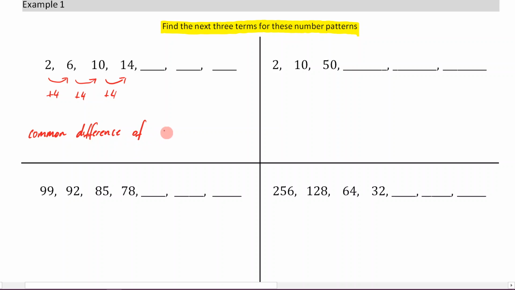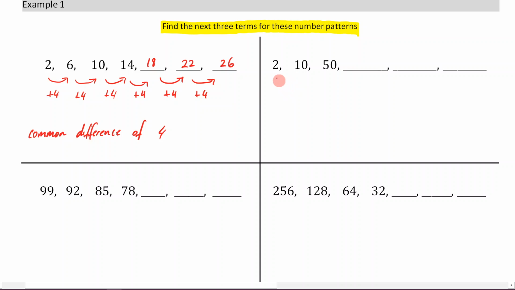And that means my next 3 terms will be 14 plus 4, which is 18. Then it will be 18 plus 4, which is going to be 22. Then it's going to be 22 plus 4, which is going to be 26. And there you go. Let's now look at this one.